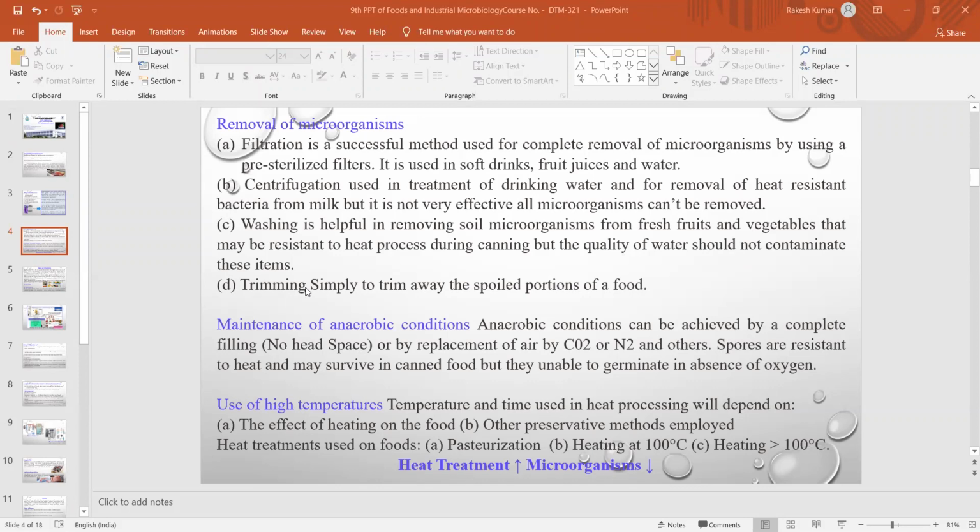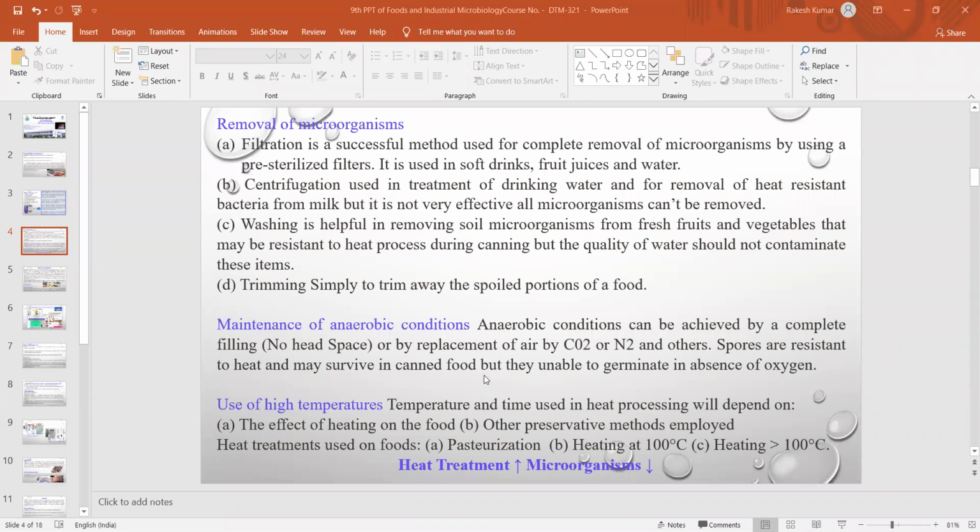Now, sometimes trimming is used. In this, we simply trim away the spoiled portion of the fruit or vegetable. And thereafter, you can use that product and send it for further processing treatment.